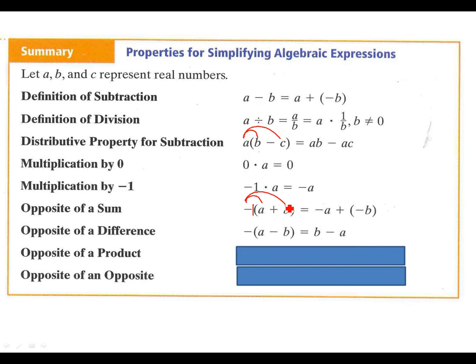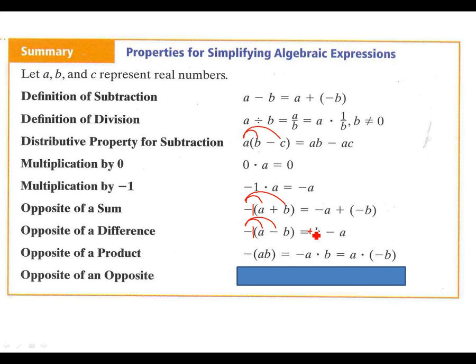How about for a difference? We're still distributing -1 in here, so we'd have negative a, but what's a negative times a negative? That's going to turn into a positive b. All right, so remember to put a little 1 there and distribute it in. If we put the opposite of a product, remember product's multiplying, right?